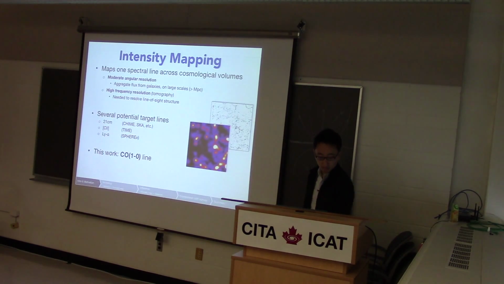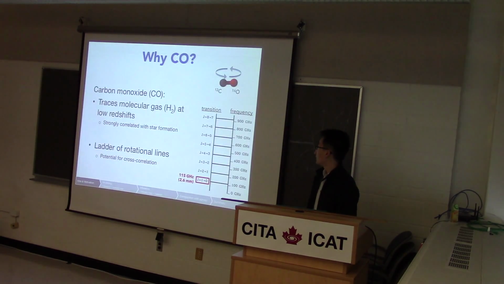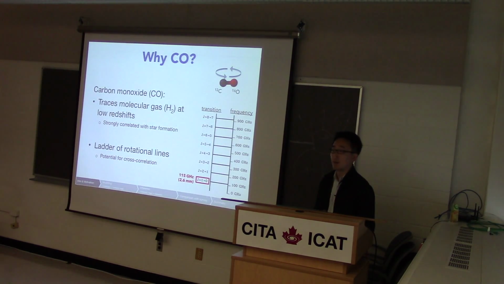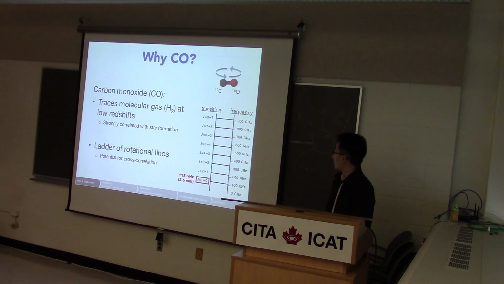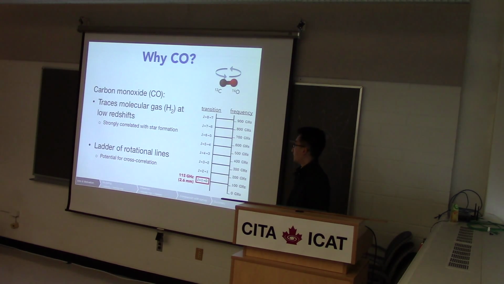Let me say a bit more about the CO10 line. CO here is carbon monoxide, and carbon monoxide has a twofold advantage. One is it has scientific significance, but two, it has a practical advantage. The scientific significance is that it traces molecular gas, or H2, at low redshifts. It's commonly used to trace molecular gas, the idea being that if it's cold enough to form H2, it's cold enough to form CO, and CO is the most abundant molecule after H2.